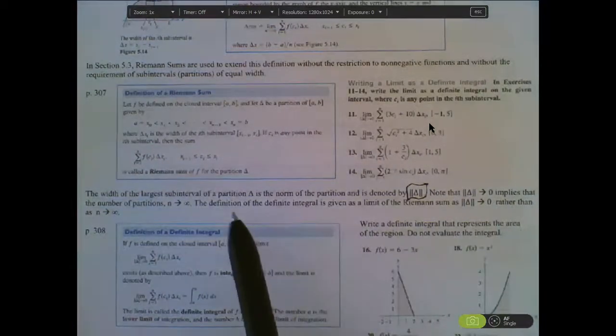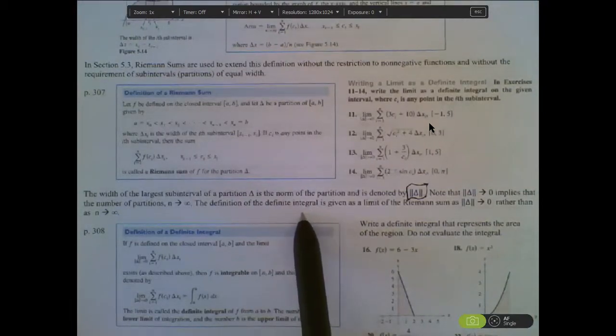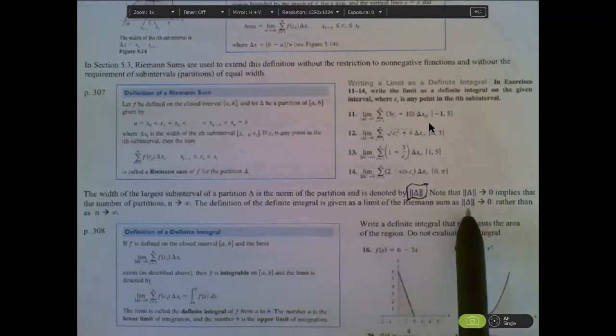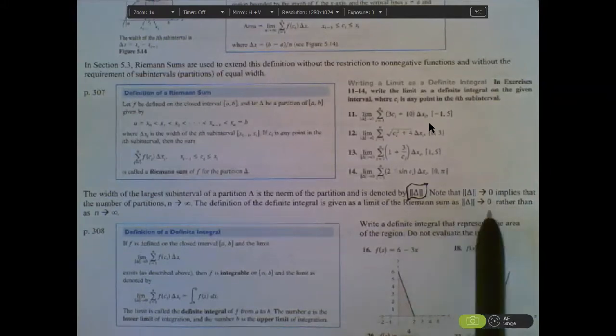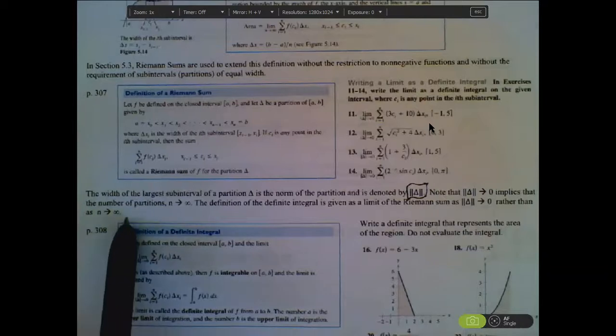So the definition of the definite integral, and this deserves a drum roll, this is big. The definition of the definite integral is given as a limit of the Riemann sum as the width of the rectangles goes to 0 rather than as n goes to infinity.